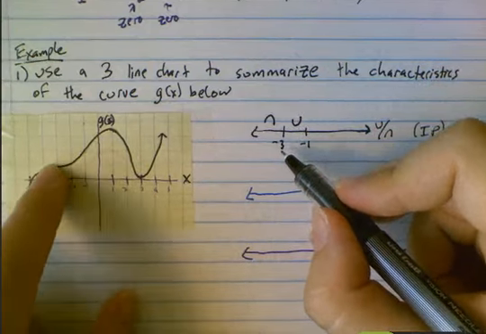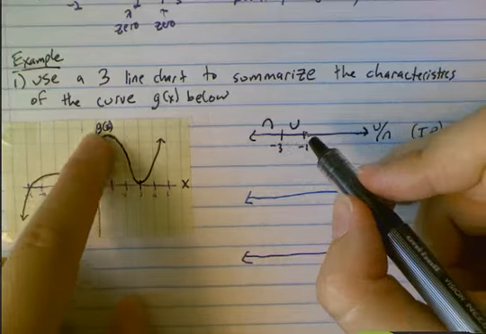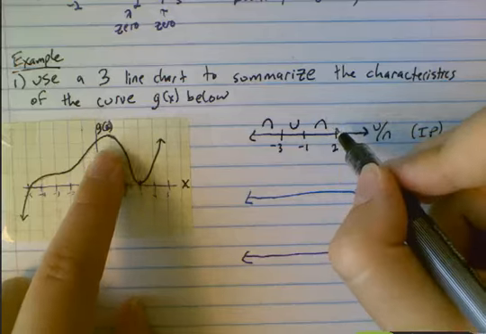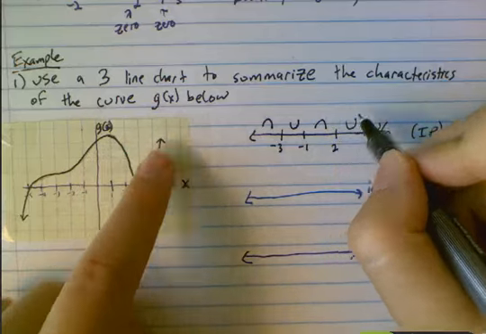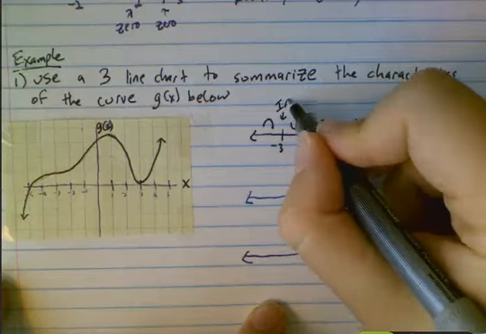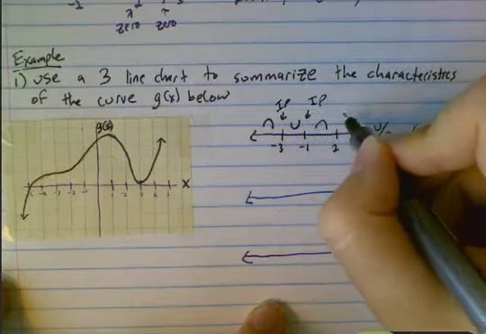Anyway, you can see this is a dome shape here, cup shape there. Dome shape here up until about 2. And then cup shape for the rest. So wherever these switch, there's an inflection point.